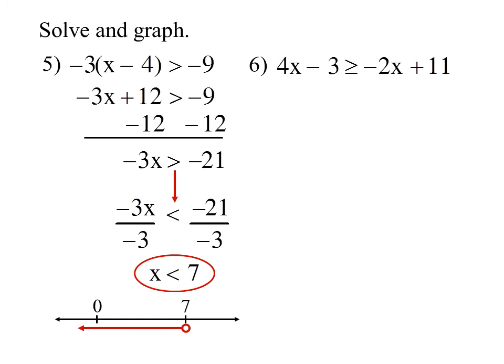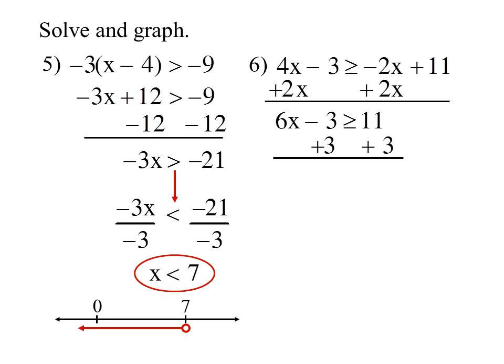Now number 6, I've only got one of these on here, but I wanted to talk about it. I have x's on both sides. I have 4x on the left, I have negative 2x on the right-hand side. Add 2x. Yes, so I think the easiest thing to do would be to add 2x and get all of the x's on one side. So then we'll have 6x minus 3 is greater than or equal to 11. What would I do next? Plus 3. So I'm going to have 6x is greater than or equal to 14. Divide by 6.